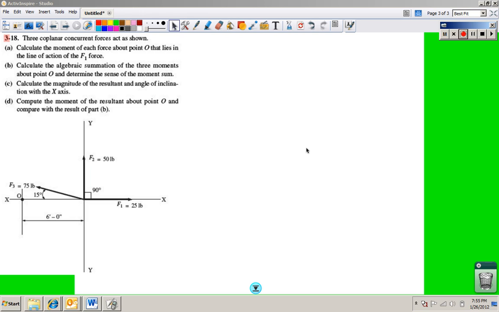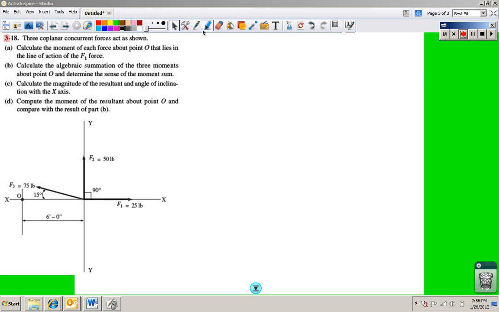Okay, this is going to be the solution to problem 318. It asks for several things. It wants the moment of each force about point O. It wants the sum of those three moments and the sense of it. Then it wants us to find the resultant of F1 through F3 and calculate the moment. Then we're going to compare that to the result we got in part B. So let's start with calculate the moment.